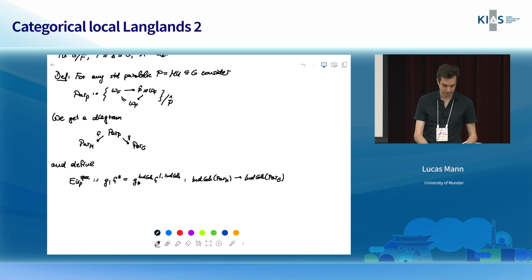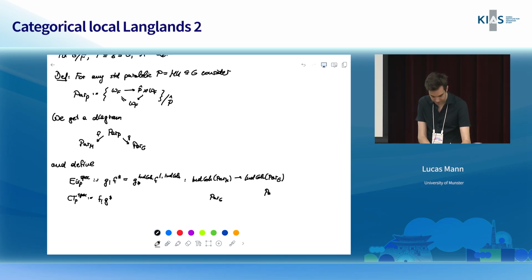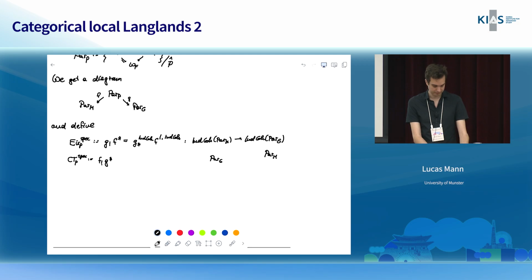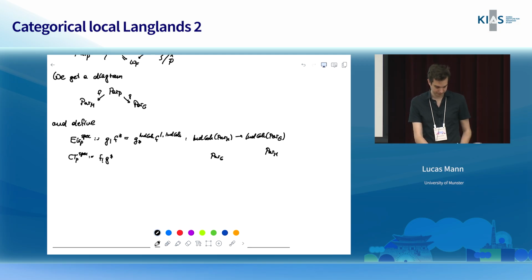And then the constant term is defined just in the other way. I will only write this in one of the two notations now. So this goes from par G to par M. Okay, so let me make a few remarks.